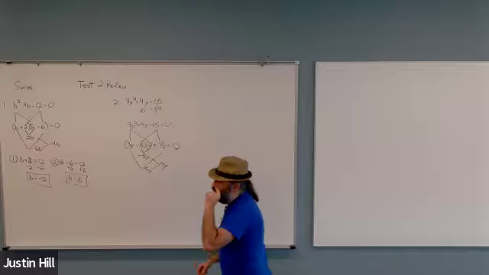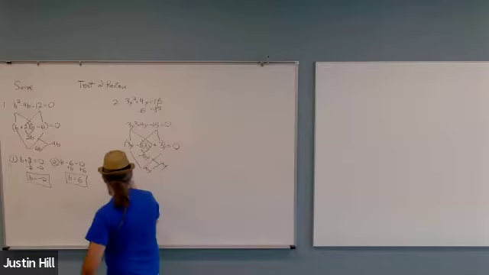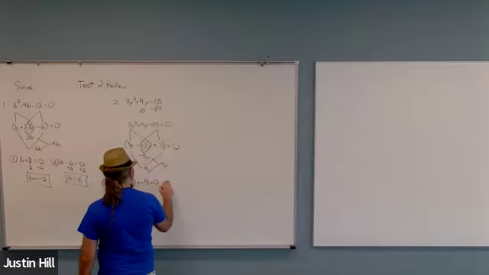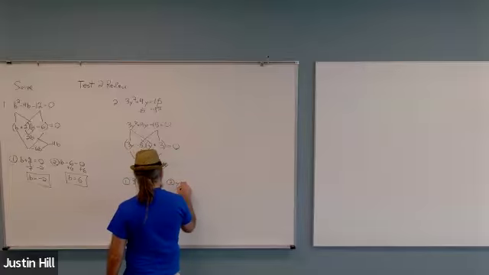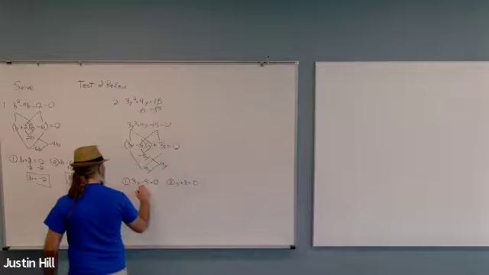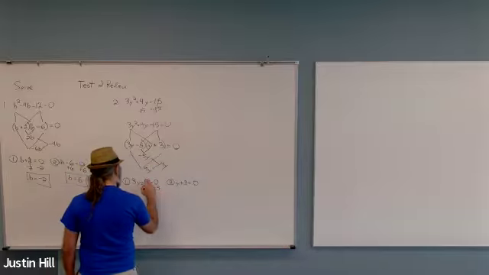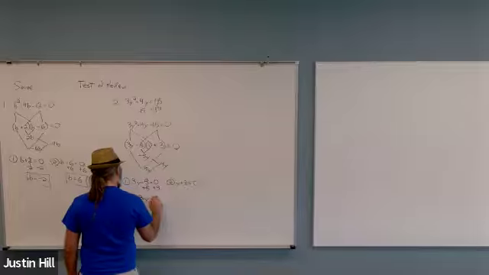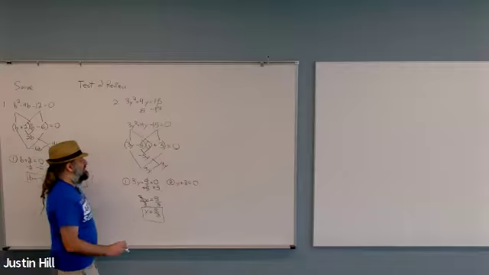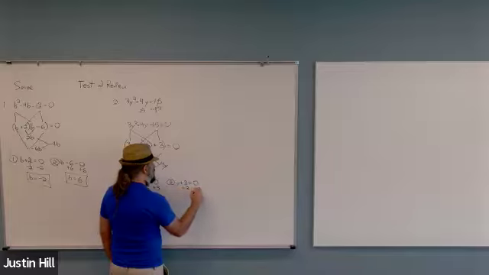Then you set each factor equal to 0. Yes, 3y minus 5 equals 0. We have 5, so 3y equals 5, and then divide by 3. Y equals 5/3. And the other one: y equals minus 3.